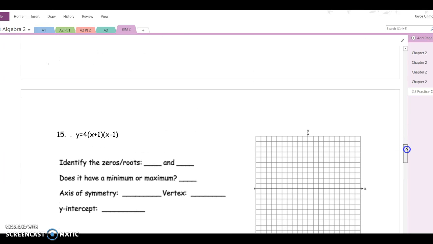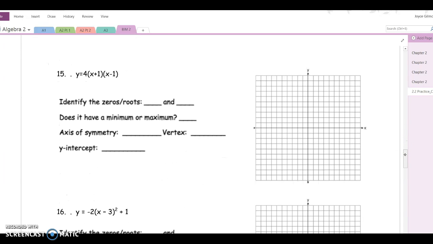On the next page, you've got number 15 is in intercept form. So notice those questions, it asks identify the zeros, roots. Those are the x-intercepts. That's where you'd start on that question. And then you'd probably find the axis of symmetry and the vertex. And for the y-intercept, you might actually have to plug 0 into x. So use x equals 0 to figure out what the y-intercept is.